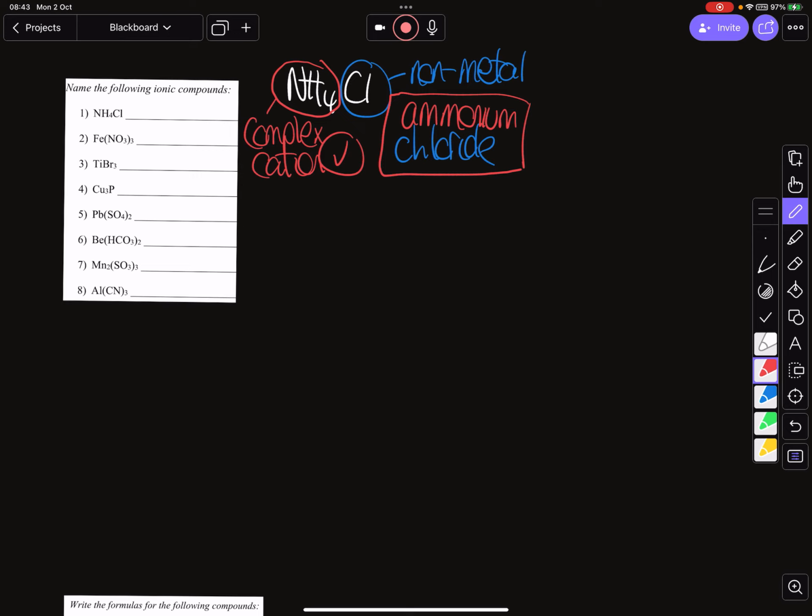Our next one is Fe(NO3)3. So straight away, the bracket, the fact that this is two non-metals, this is a complex anion. Over here on the other side, we have iron, and this is a transition metal. So this is going to be variable valency, so we have to figure out what that is.